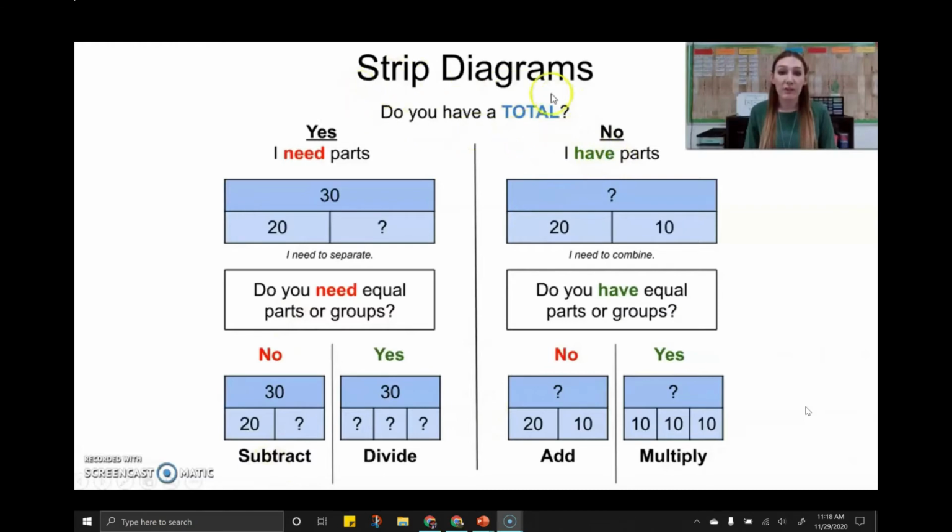So going back to, do I have a total? If I answer no, I don't have a total, my total is missing, I'm looking for a total, it means that we have parts. So then we need to ask ourselves, do we have equal parts or groups? If we don't have equal parts or groups, we're going to be adding. If we do have equal parts or groups, we're going to be multiplying.